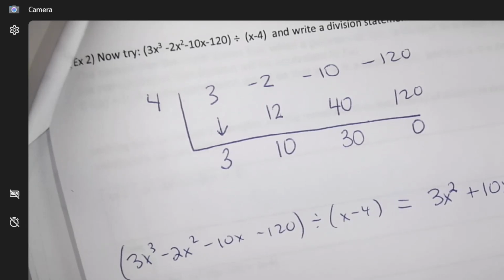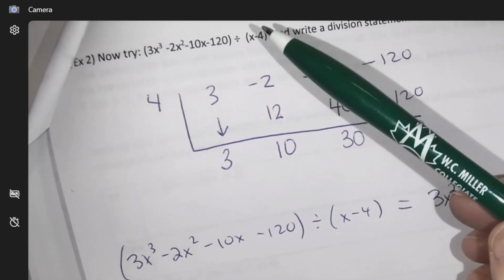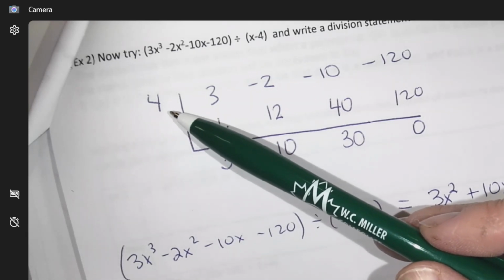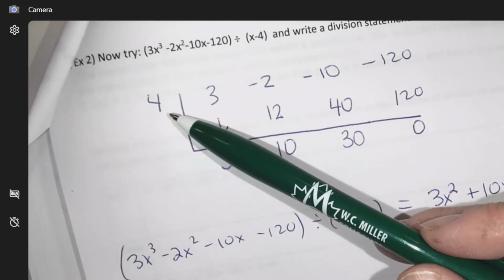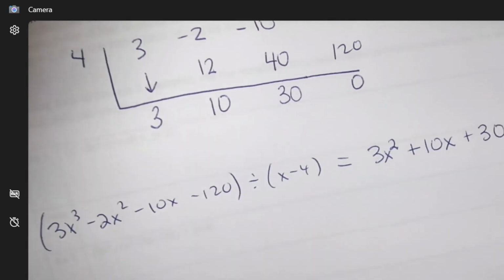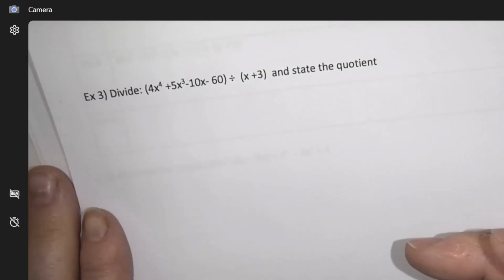Okay, we're going to find out as well that because this was perfectly divided by x minus 4, we can now tell you that 4 is an exact x-intercept on this graph because there was no remainder. Okay, last one of these.